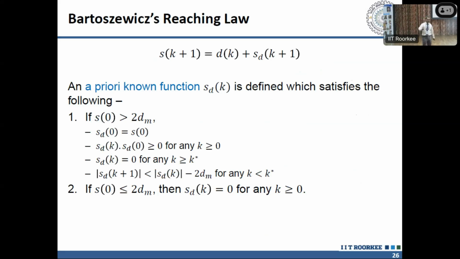If I keep on doing like this, at some time you can imagine there is a 2 Dm band. So I am outside that 2 Dm band, and then I will be inside that 2 Dm band. They are saying that if I am inside the 2 Dm band, immediately make it 0. Whenever I have come inside the 2 Dm band, now my s_dk will be 0. So in this way, it has been defined.